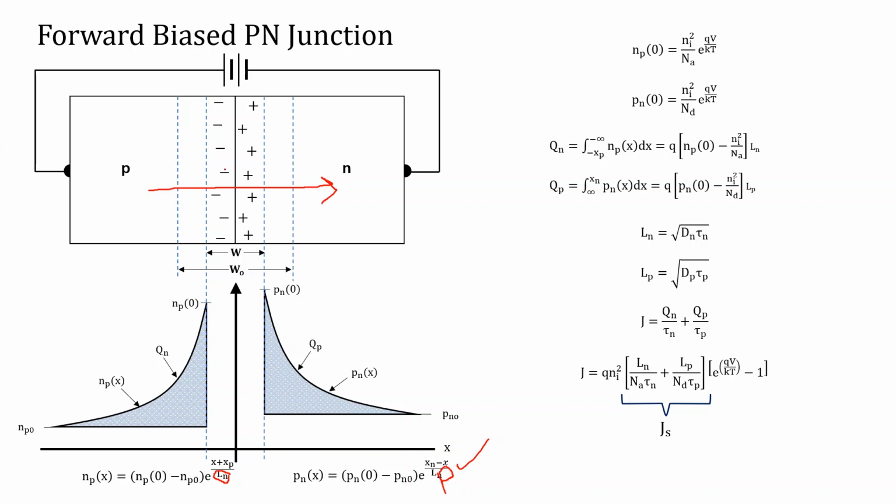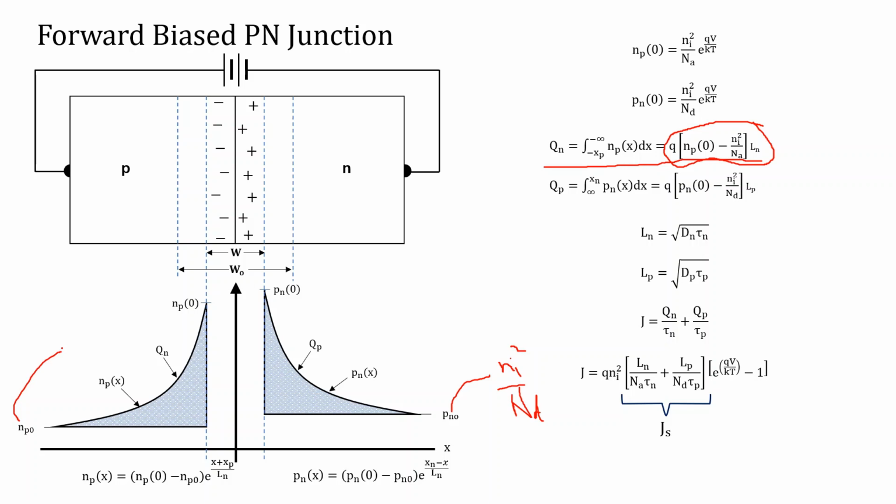Now this you have to do in your notes, and it is simple mathematics, and how we reach this value on the right hand side. So just remember one thing, that in the last video we proved that pn0 is equal to ni squared by Nd. Similarly, np0 is equal to ni squared by Na. So you can use this to reach this conclusion.